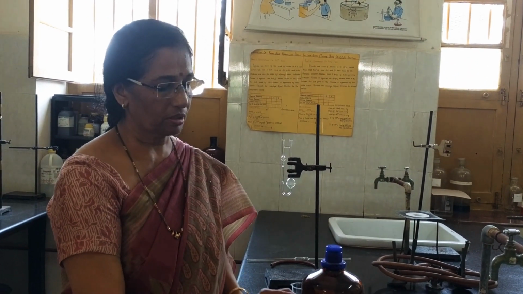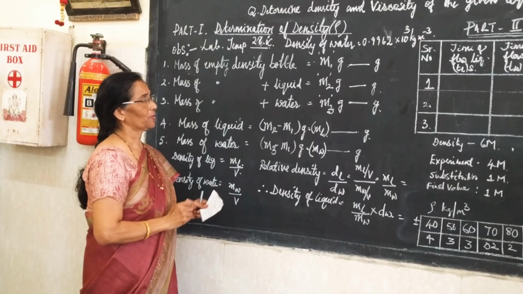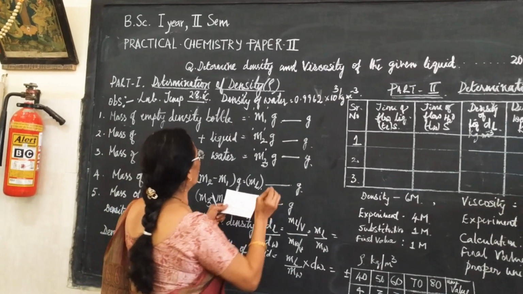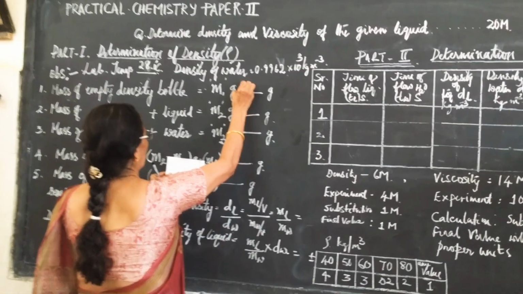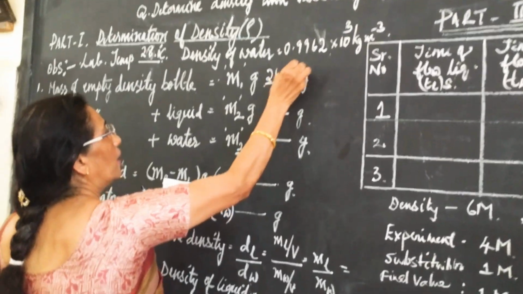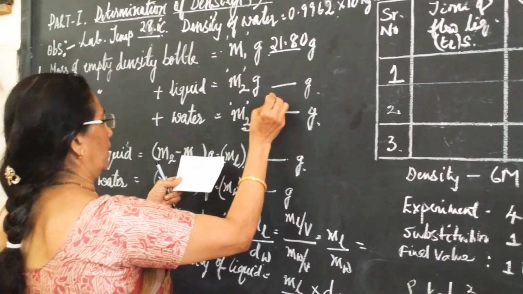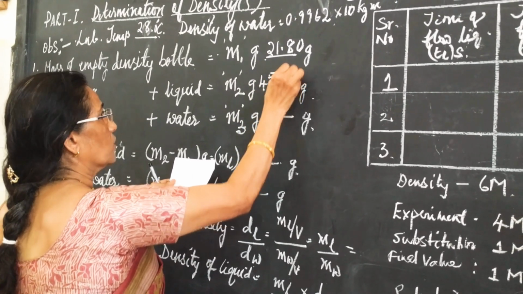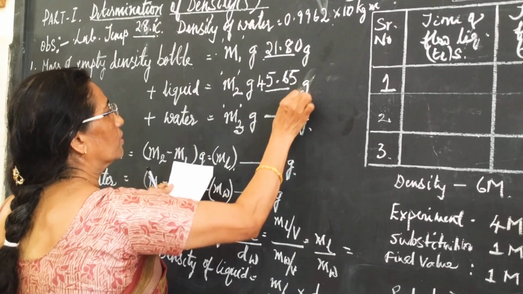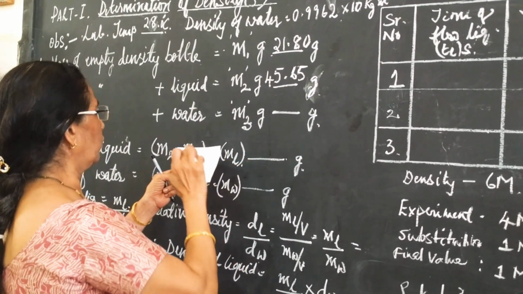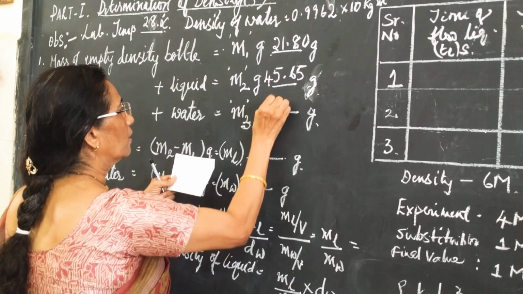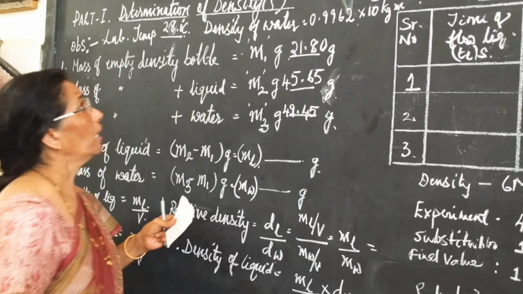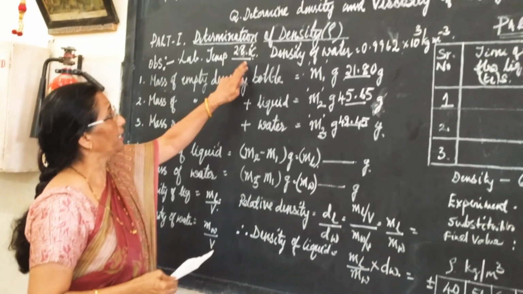Let me do the calculation and later explain it. Now I am just going to fill in the values that we took. Mass of empty density bottle is 21.80 grams. That with liquid was 45.65 grams. And with water it was 49.45 grams. Now today's temperature is 28 degrees centigrade.